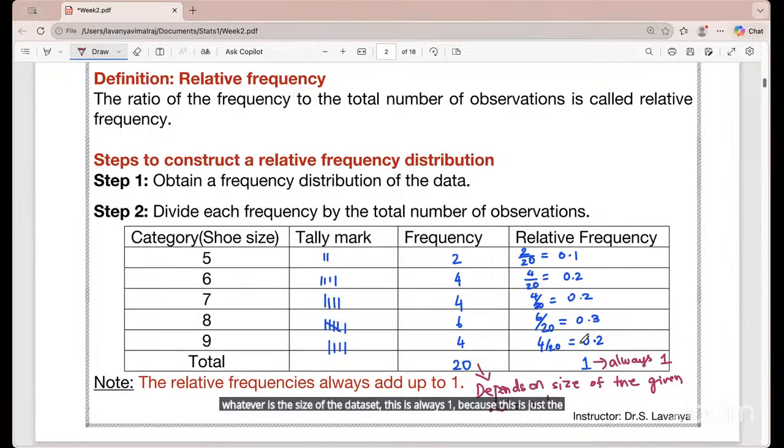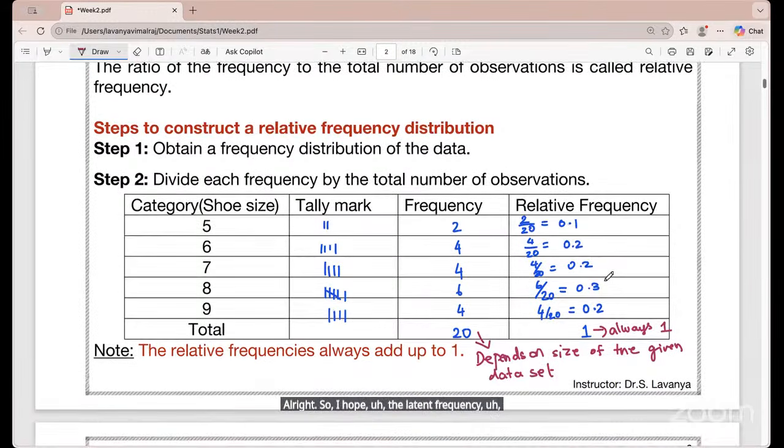Suppose we are taking percentages, then percentages should always sum up to 100, right? It cannot change. Like probability or percentage, it should always sum up to 100. The same way, relative frequencies always add up to 1. All right, so I hope the relative frequency table is clear for everyone, right?